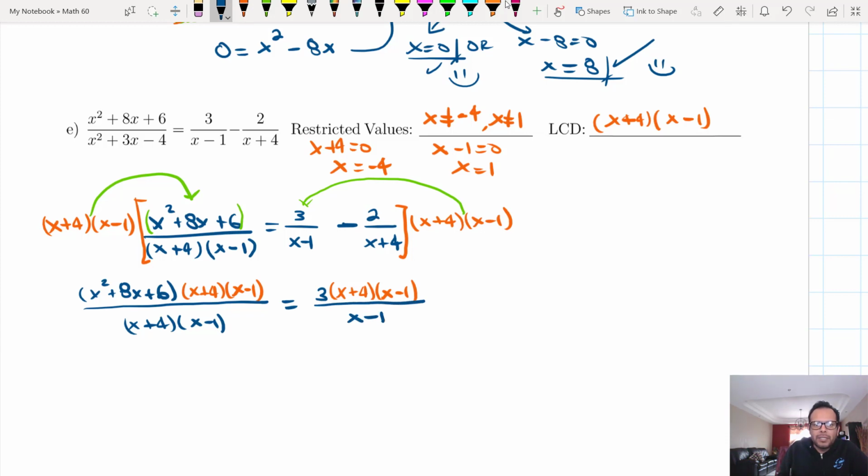divided by x minus 1, minus. Let's distribute the LCD over the numerator of the second fraction on the right-hand side, giving us negative 2 times the quantity x plus 4 times x minus 1. And then the whole thing gets divided by the quantity x plus 4. Okay, at this point, now that we distributed the two factors of the LCD over every single term in the equation, we're good to go and divide out common factors.